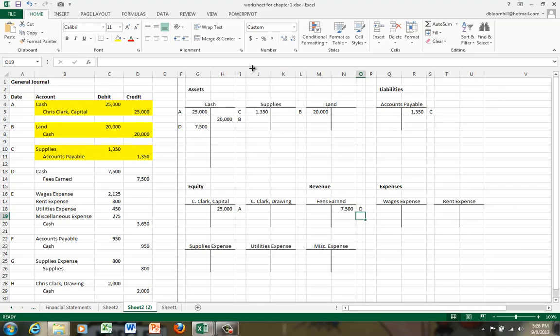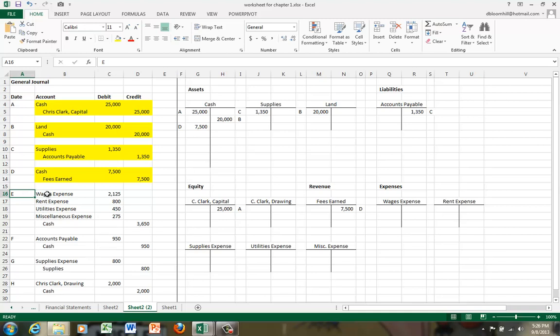Okay, now we're going to move on. We have now posted both sides of transaction D, and we are going to note that transaction D has now been completed. Now we're going to move on to transaction E.